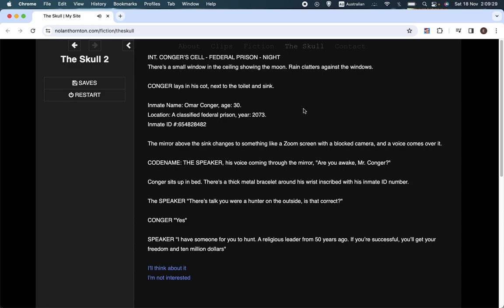It's a sort of mixture of the format for a screenplay. So it has stuff like INT. CONGAS CELL. Int means interior. And then it's got night. This is the traditional way that you describe a location. You start by saying whether it's interior or exterior, and you say whether it's day, night, dusk, or dawn.